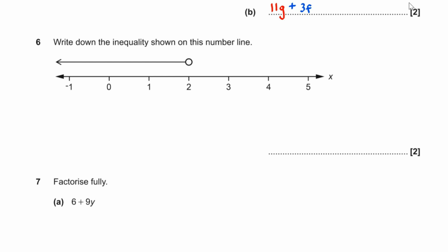Question number 6. We have to write down the inequality shown on this number line. Well, you can see here, x is going to be less than 2. And the reason it can't equal 2 is because we have a circle here which isn't filled. So we've got x being less than 2.